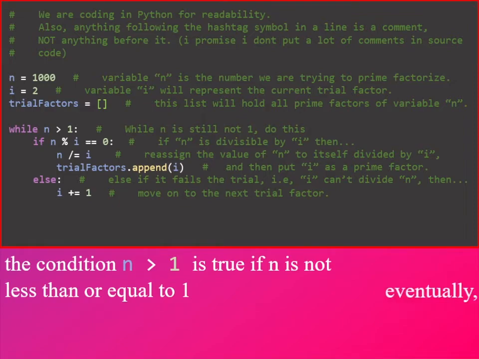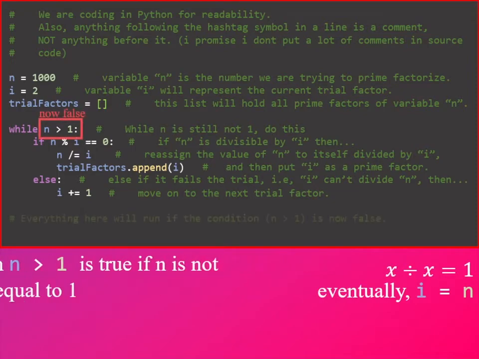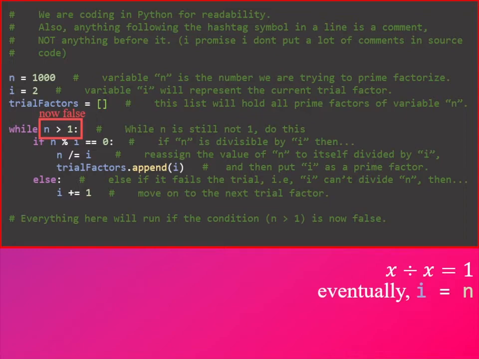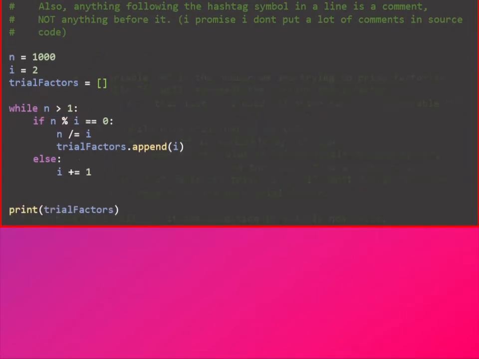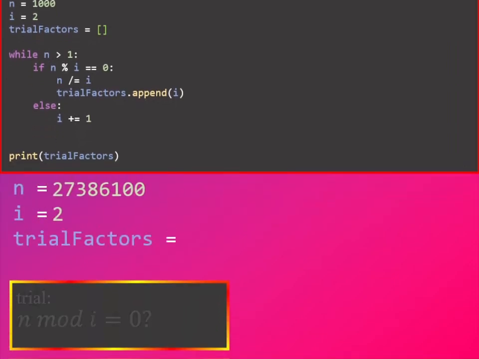And eventually our trial factor will reach the same value as our current number. If so, a number divided by itself will return 1. So therefore, the number that we divided with must itself be a factor. At the end, we will be given the prime factors. Let's do an example with the number 27,386,100.